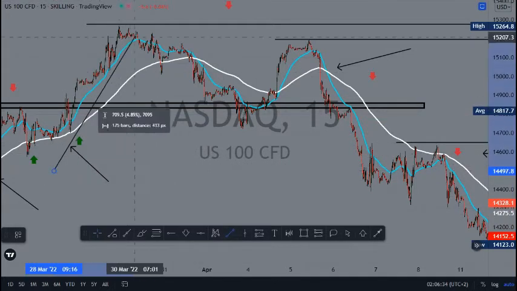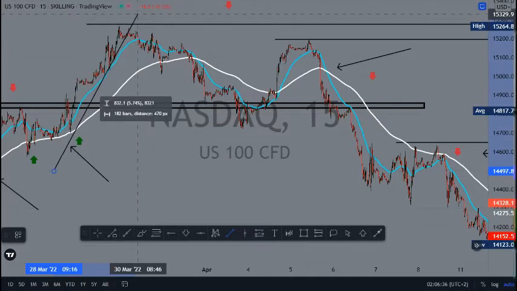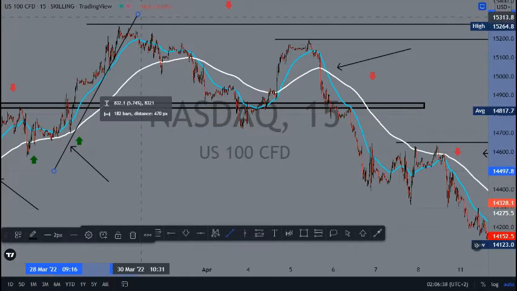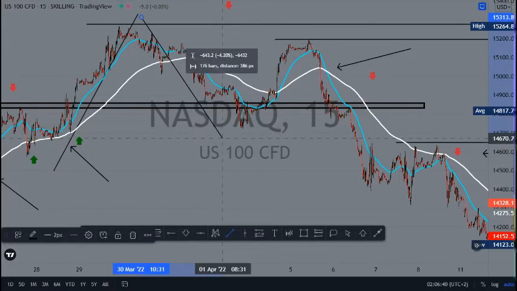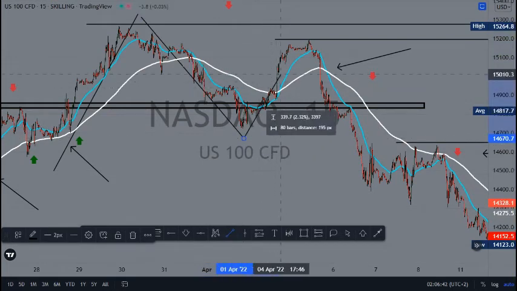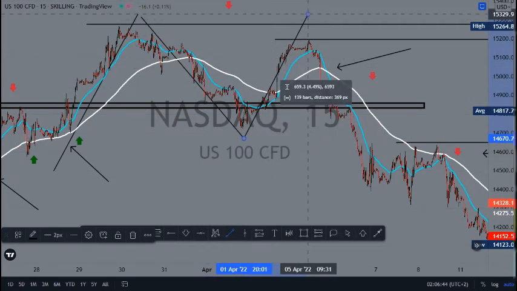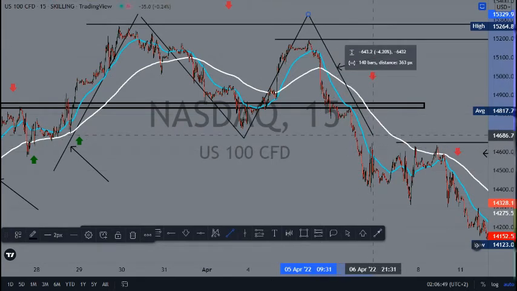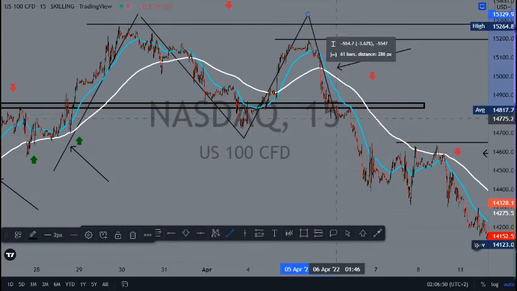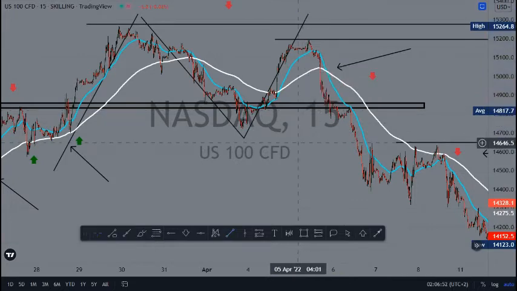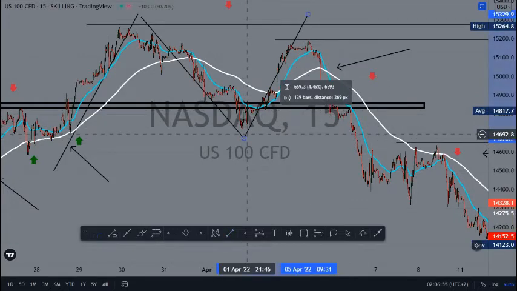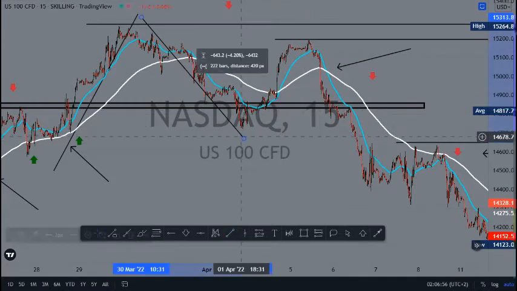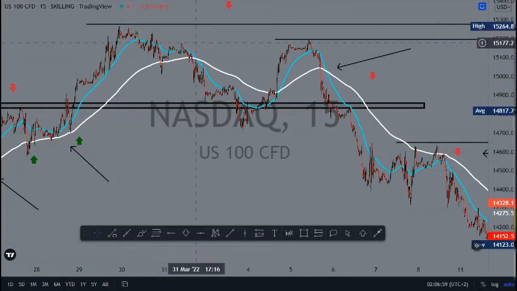Market came from an uptrend to this zone, and then the market gave me the first leg, and then the market came to give me the second leg, and then the market dropped. So this is called a peak formation. Let's see what's going to happen after the peak formation.